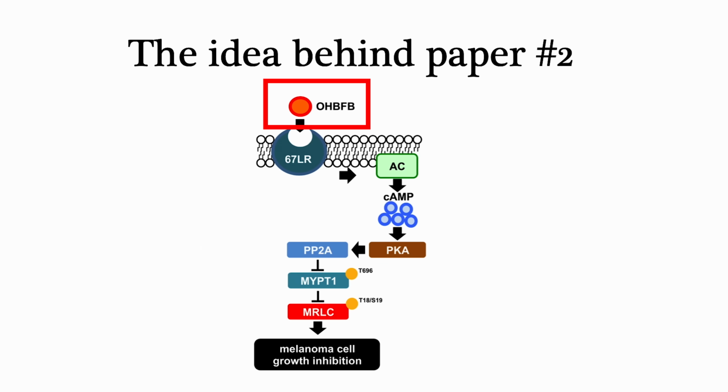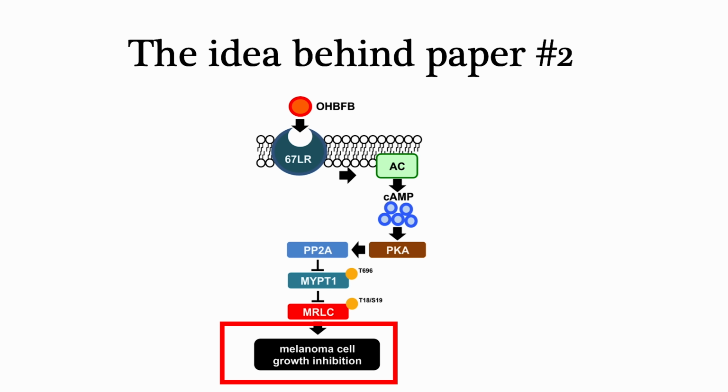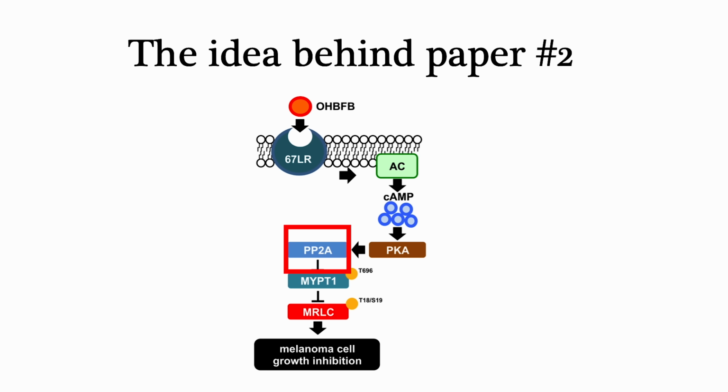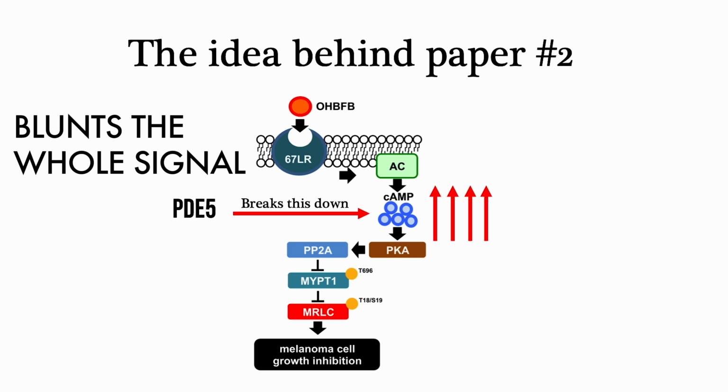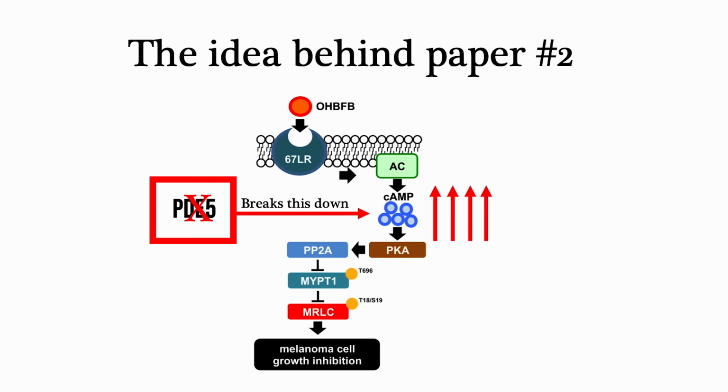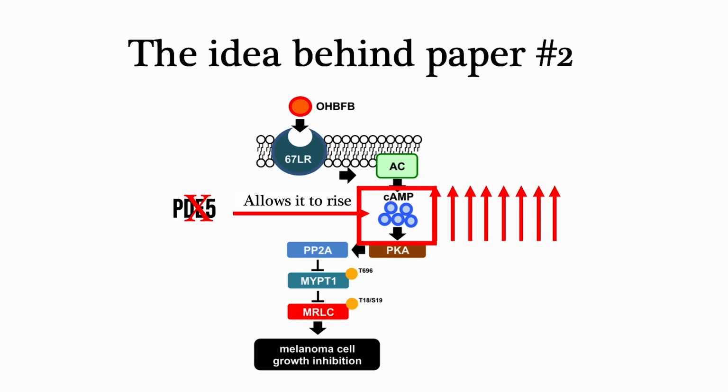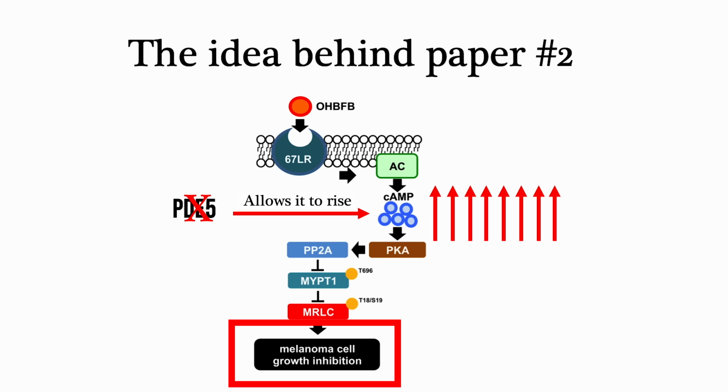So basically, in order for the oolonghomobisflavin to inhibit cancer cell growth, it needs to pass through these various signaling molecules. And a key one is this one right here, and it needs to go up. The problem is that there's this other enzyme called PDE5 that continually breaks this one down. So when that happens, it kind of blunts the whole signal from the oolonghomobisflavin all the way down to the cancer cell. But if you can block this PDE5 enzyme, you can allow this molecule to continually rise and increase and amplify the cell death signal all the way down to the cancer cell.